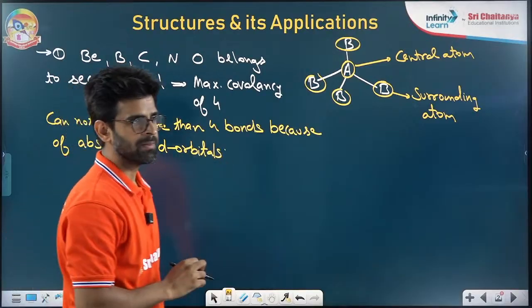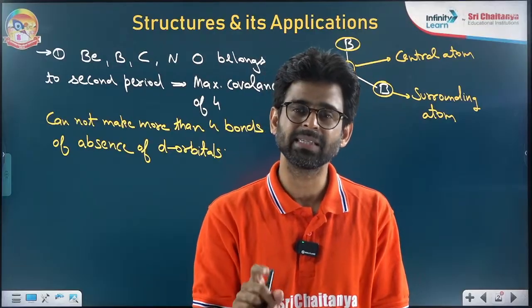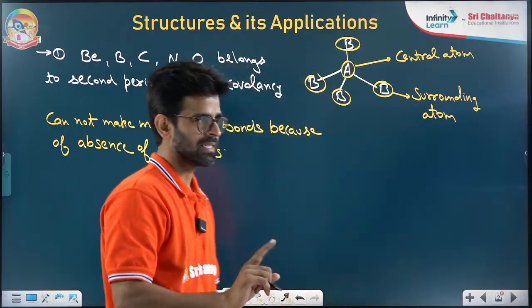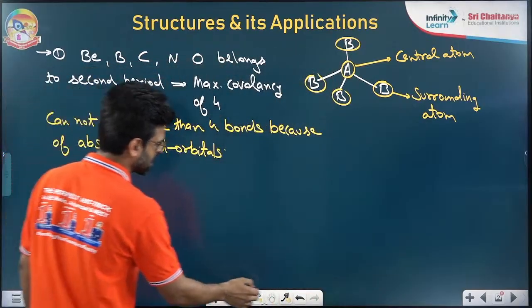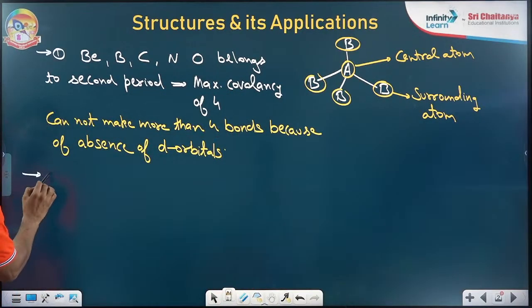Clear? Okay kids, remember these elements: if these are your center element, they can never make more than 4 bonds. That's the first point. Nothing tough here, right? Easy point. Now the next one. The second point, look at this, I'm writing here.